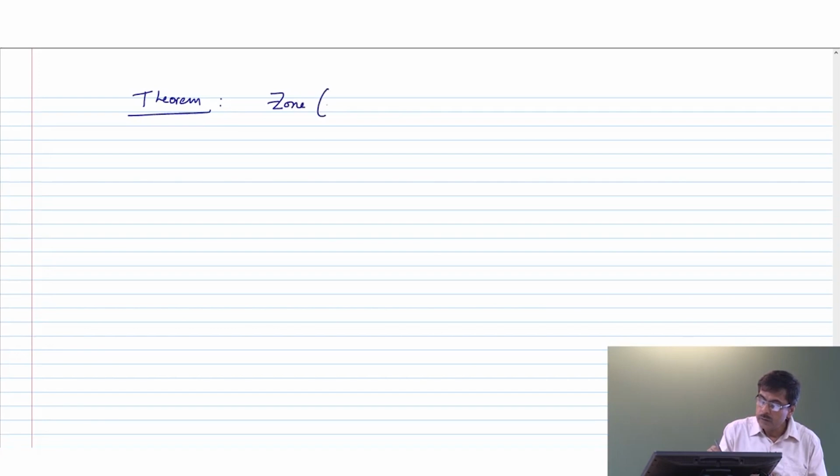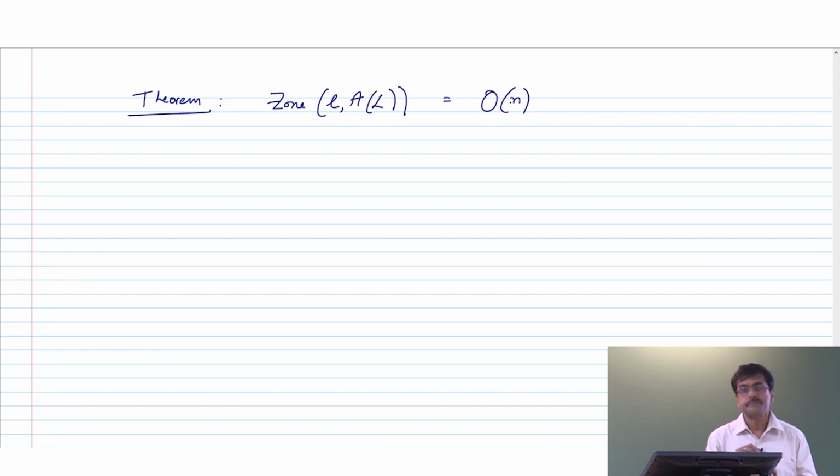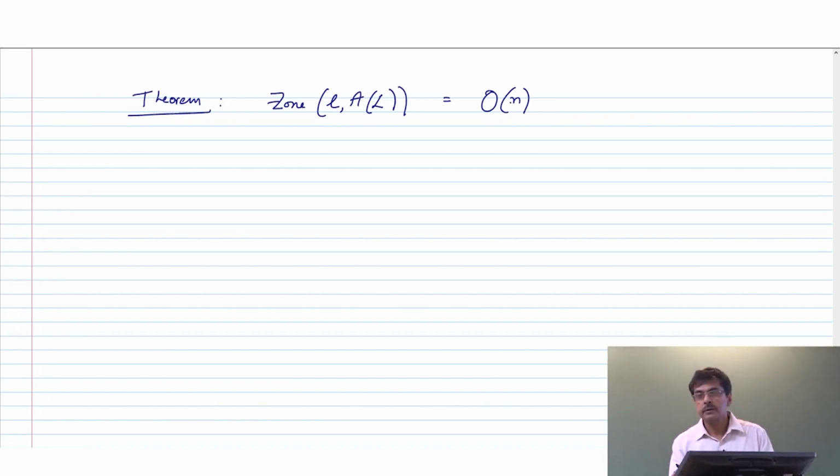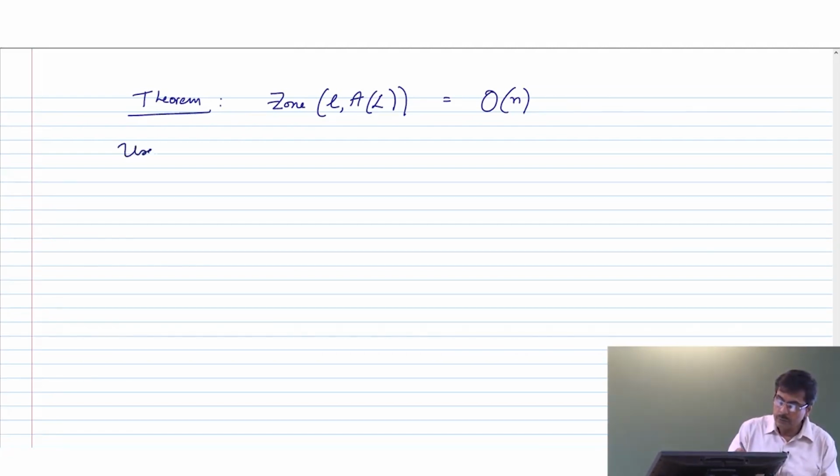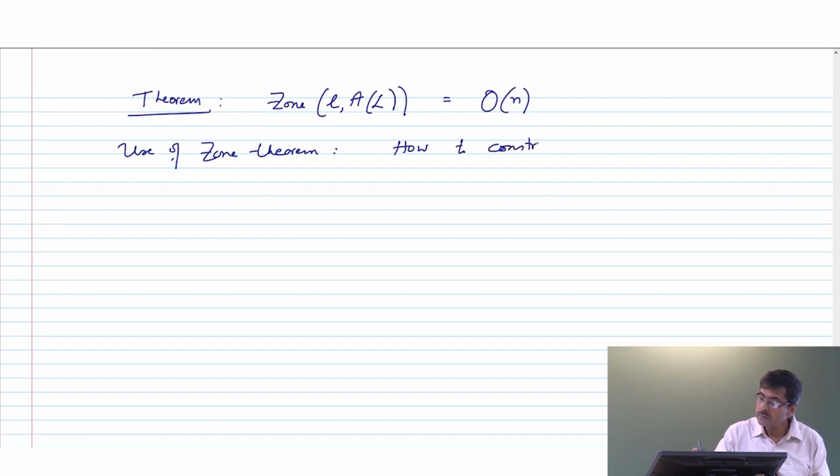The zone of L in an arrangement of these L lines is order n. So, this is the surprising result. And why is the zone theorem useful? There are many applications, but one is simply, we have never discussed this, how to construct the arrangement.